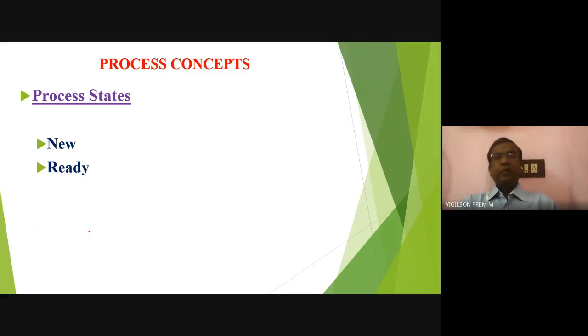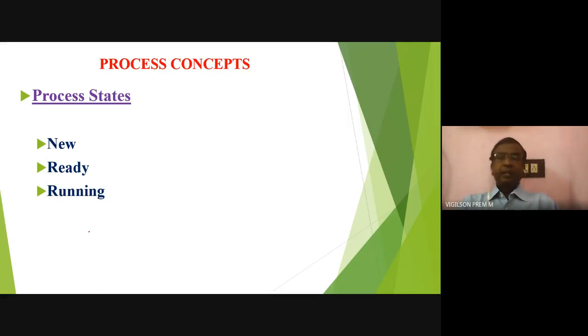Ready. Ready for what? Ready for execution. So why does this word come, ready for execution? Suppose you consider 10 processes are there in the main memory, but the processor can take only one process at a time. If you are taking the first process, the remaining 9 processes are ready to run, but the CPU is not available. If the CPU is available, they can be executed. That is the ready state. Third one is running state.